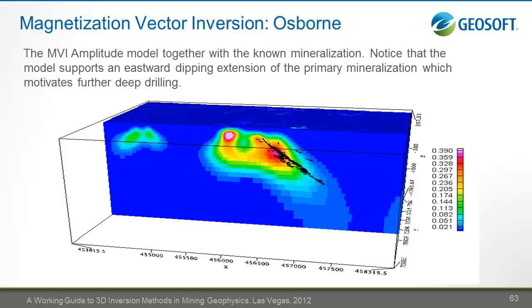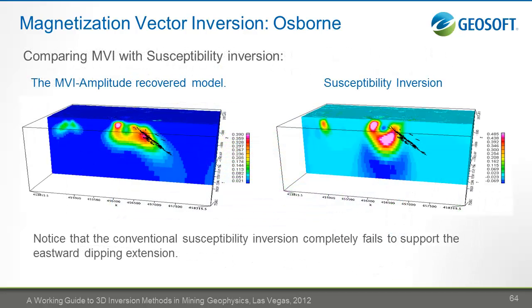What I'm showing in this slide is the magnetization vector inversion amplitude again, the same image, and I'm comparing it on the right to the image which is recovered from susceptibility inversion. This is one of those exploration situations where susceptibility inversion was run on the geophysical data, and the model that was recovered really bore no resemblance to the geologic situation, so something was clearly wrong, and what it appears to be in this case is the restriction to susceptibility is inappropriate in this area, and one needs the extra generality and flexibility of the magnetization vector inversion to recover a meaningful model.